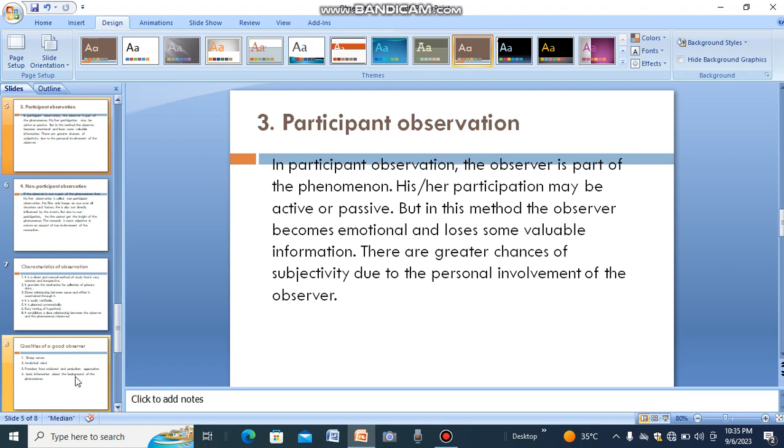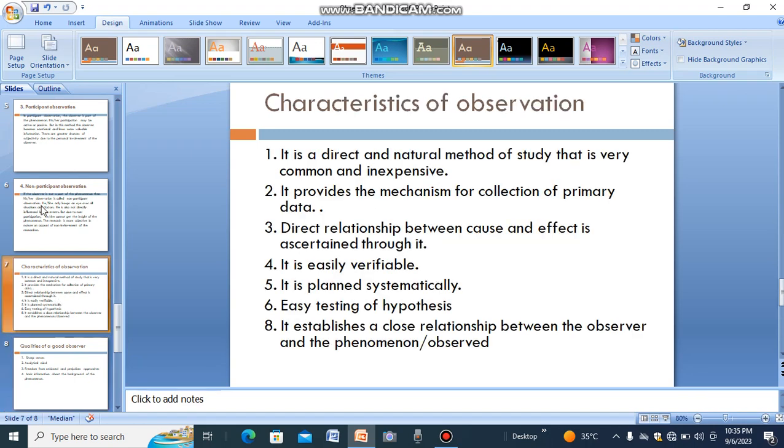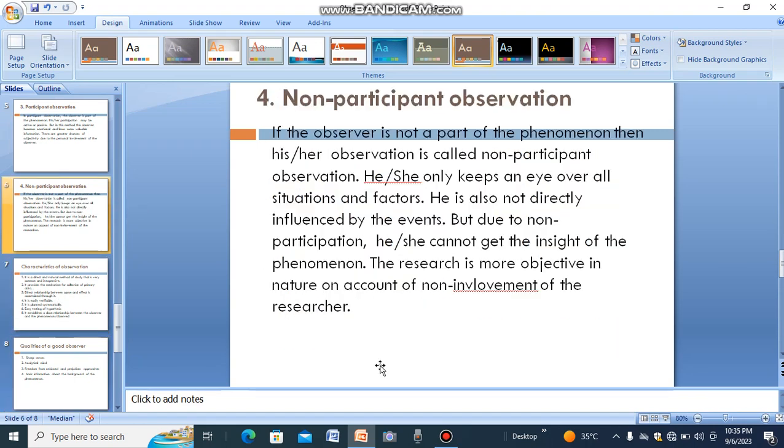The non-participatory observation or non-participation observation. In the non-participation observation, the observer is not part of the phenomenon, then his or her observation is called non-participant observation. He or she only keeps an eye over the situations and factors. That is why it is called non-participatory or non-participant observation.